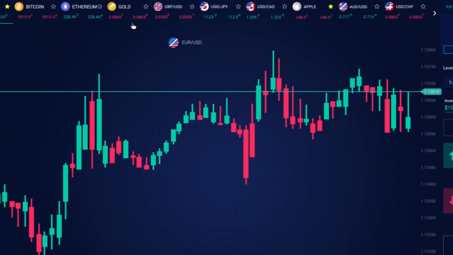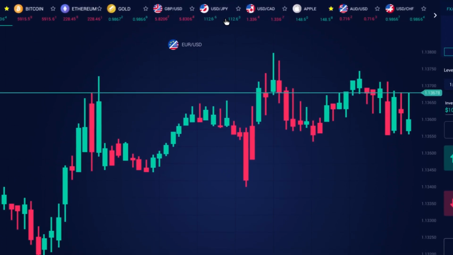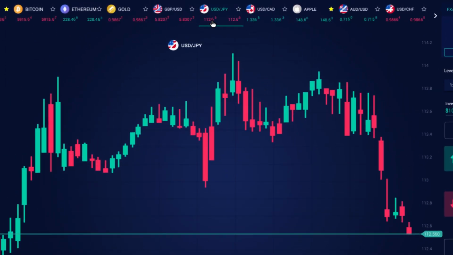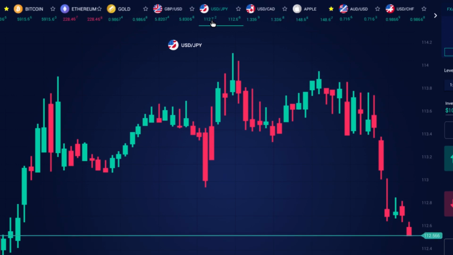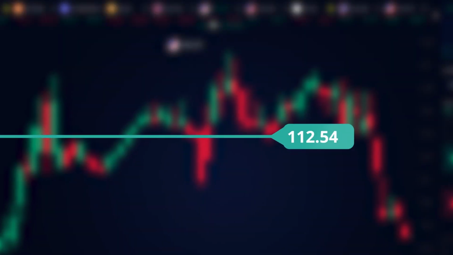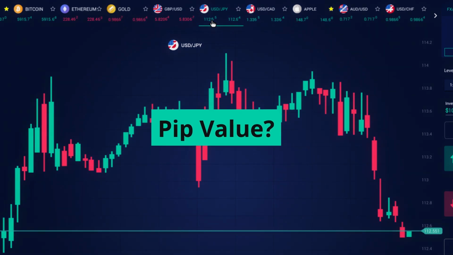For most stocks, commodities, and yen-based currencies, such as USD JPY, the pip is based on the second decimal. So if the USD JPY pair goes up from 112.54 to 112.55, that's a 1 pip move.